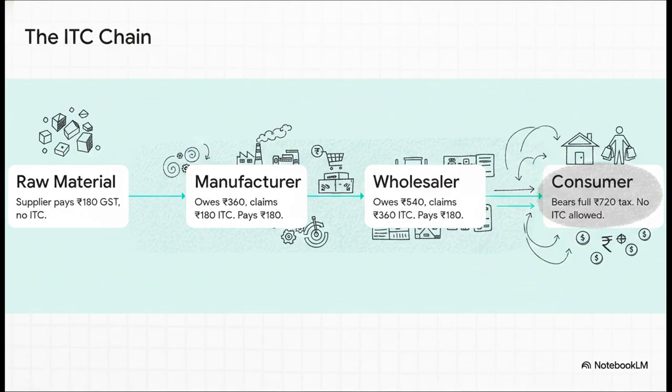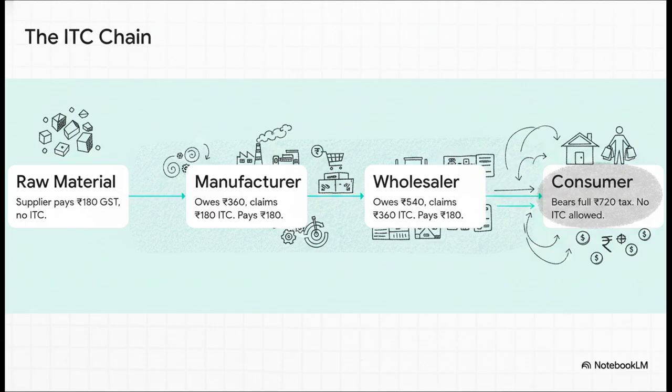Step 1, the raw material supplier pays 180 rupees in GST. Step 2, the manufacturer buys that material, adds their value, and now owes 360 rupees in tax. But wait, they claim that 180 rupees as ITC, meaning they only pay the remaining 180 out of their own pocket. Step 3, the wholesaler does the exact same thing, utilizing the manufacturer's tax as their credit.